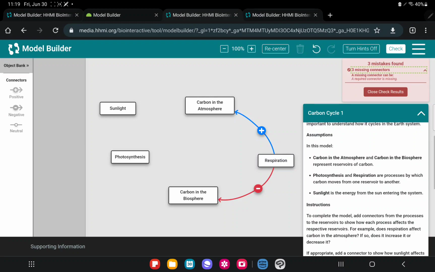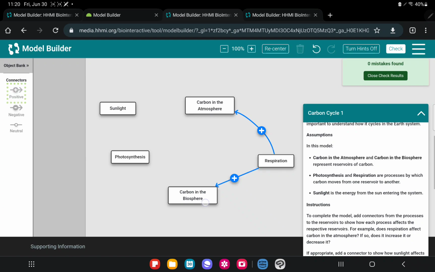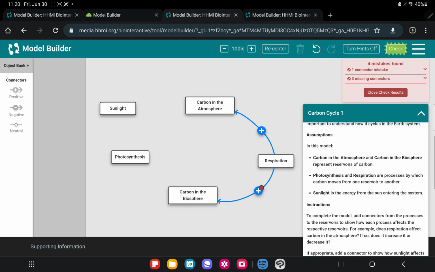We have missing connectors. That's okay, because we still have not connected these variables over here. If we were to put in an incorrect connector, and let's check this, a little red dot is made, which is going to indicate that that connector is wrong. So we have 1 connector mistake, and we have 3 missing connectors here.